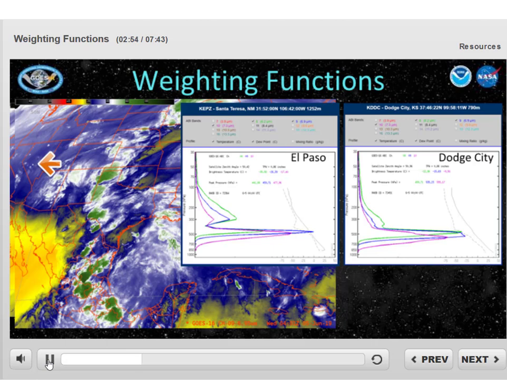The weighting function plots are from 0Z on this day, 4 hours before the image, from El Paso, Texas, and Dodge City, Kansas. Both stations have the same total precipitable water, 0.86 inches, but a different moisture distribution in the vertical means that the weighting functions differ for the upper, middle, and low-level water vapor channels. Weighting function calculations assume clear skies. In regions with thick clouds, the water vapor information will likely come from the cloud top.